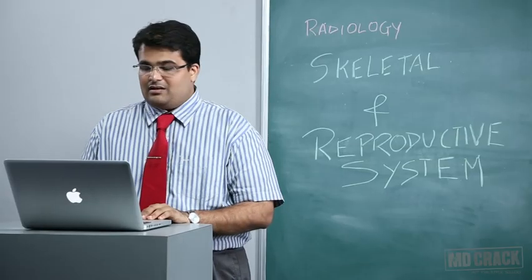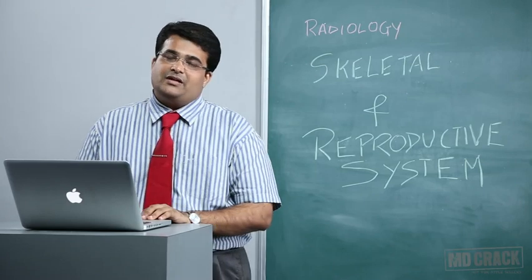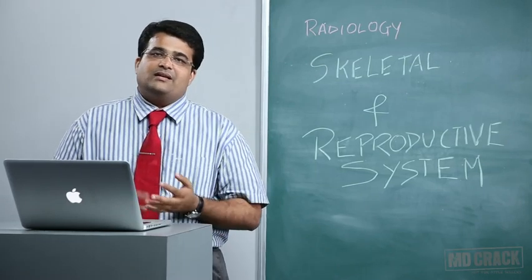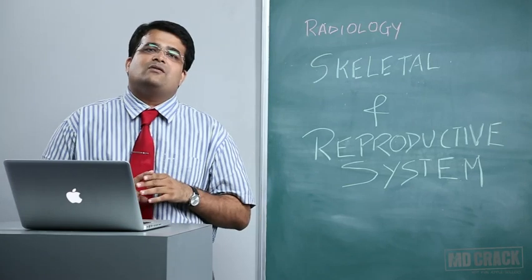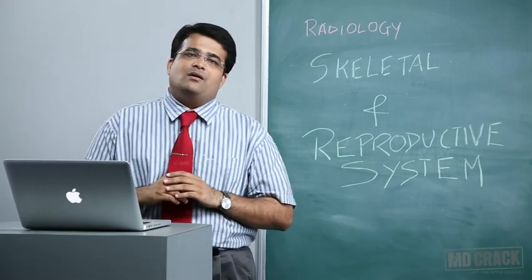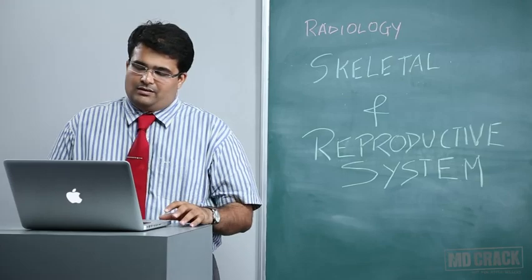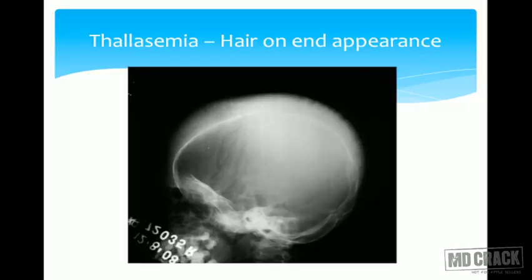Apart from scurvy, another metabolic disorder that you should know about is rickets, because rickets, scurvy, hyperparathyroidism, and acromegaly, these are the four most commonly asked metabolic disorders within the exam. Another thing is thalassemia. So this is a typical hair-on-end appearance that we see over here, also known as a crew cut appearance. This is generally seen due to extramedullary hematopoiesis. So this causes thickening of the skull vault.